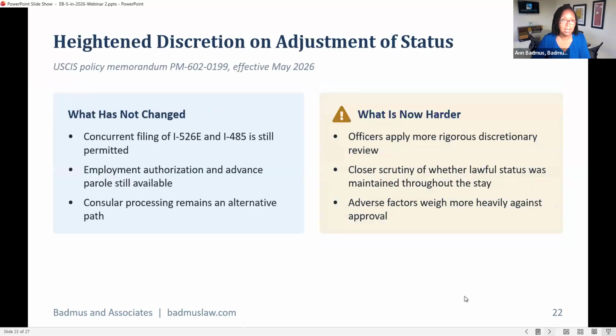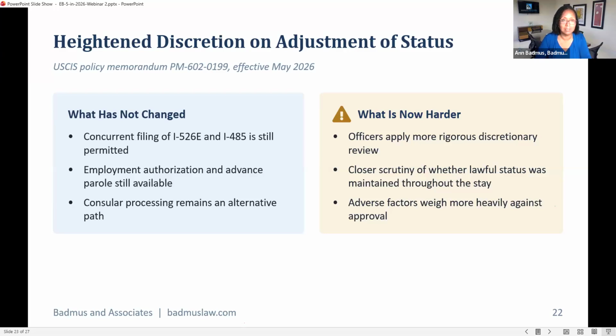Then this is not so much related to the new rule. That was the last slide, that's pretty much all I'm going to talk about as far as the proposed rule. But as I mentioned earlier on adjustment of status, what we saw in May was a new policy memo, which is still kind of unclear. We don't know exactly how they are implementing the policy and the rules in the memorandum, though we are seeing some things come through.